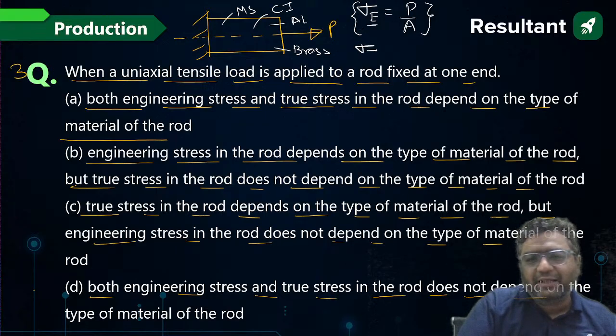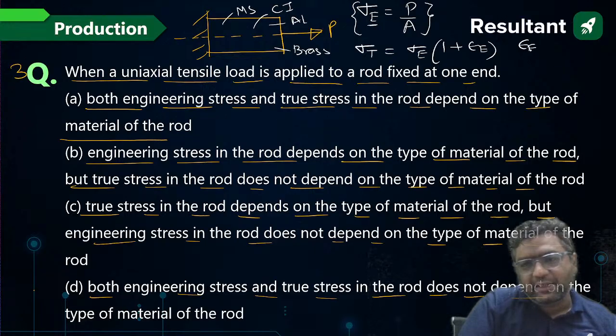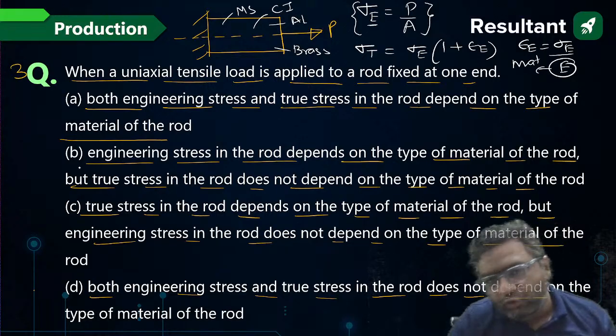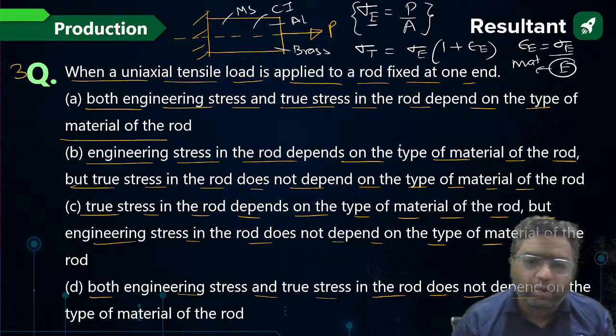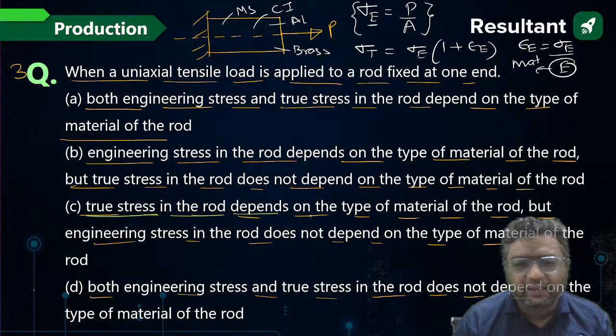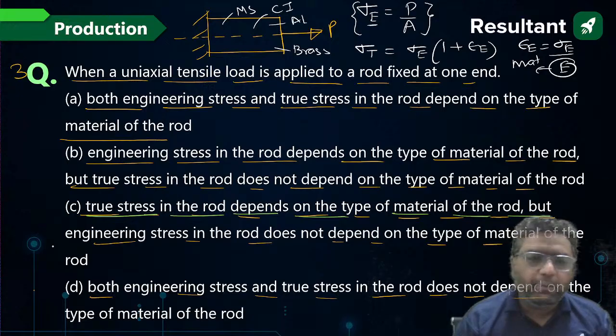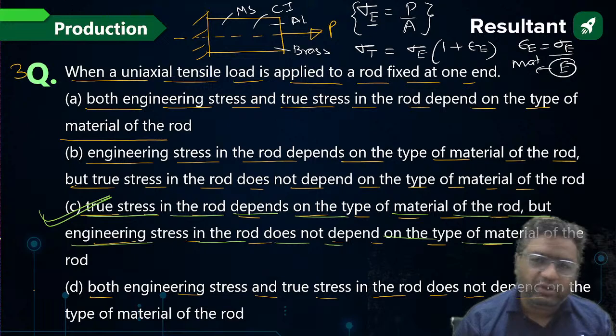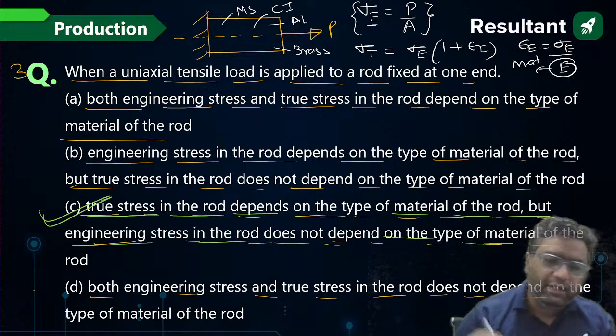But when you write the expression for true stress, it is engineering stress into 1 plus engineering strain. And engineering strain is engineering stress upon Young's modulus, which definitely depends upon the material. So engineering stress in the rod depends on the type of material? No. True stress depends? Yes. So the answer for this question is: true stress in the rod depends on the type of material, but engineering stress in the rod does not depend on the type of material. C is going to be the right answer for this question. I feel everybody understood this.